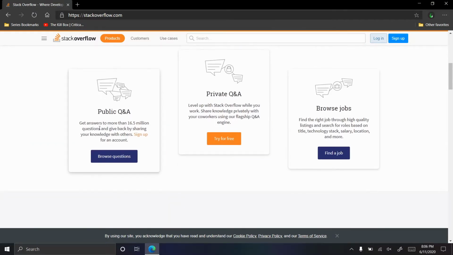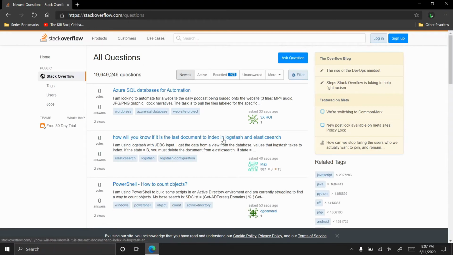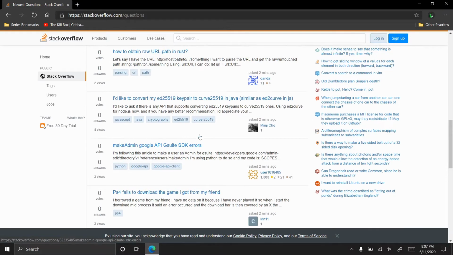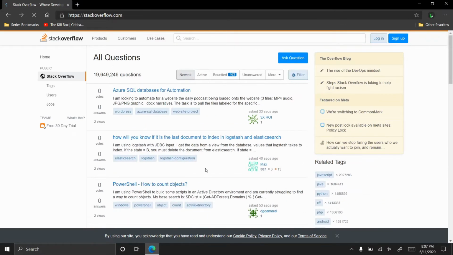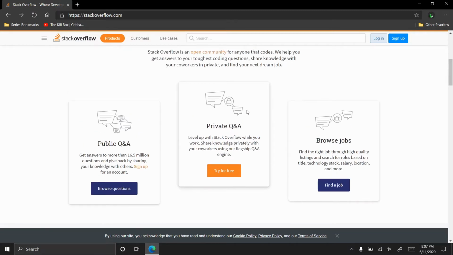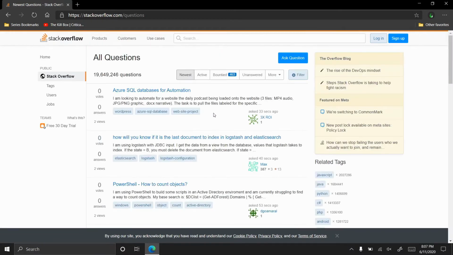So there's, as you can see here, a public Q&A option and a private Q&A option. So you can ask a question and have anyone answer it in public, or you can ask it in private. Now, the fact that it said try for free makes me think that you actually have to pay for the private question and answer, but it is a resource available.